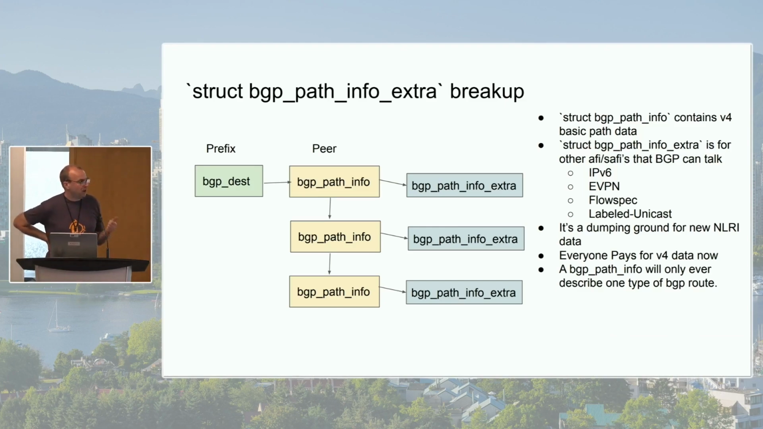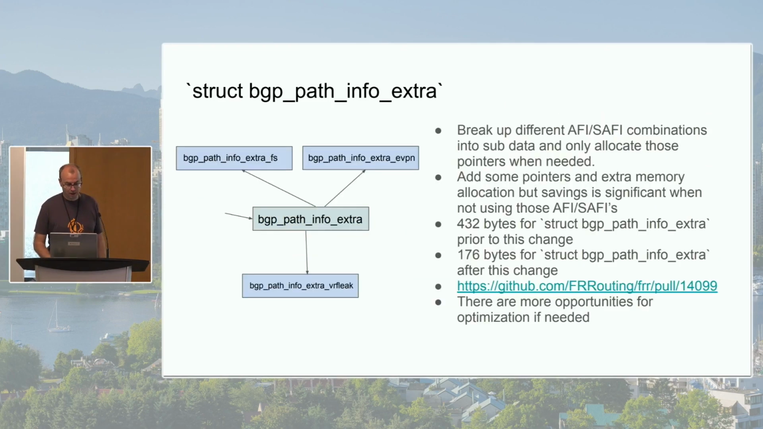And for the EVPN AFI SAFI, flowspec, and labeled unicast, whenever I had that data associated with a prefix, I would create a bgp_path_info_extra. But it's impossible if I am using EVPN to have flowspec data at the same time. So every single time that we would allocate bgp_path_info_extra, we would also be allocating data structure size for those other AFI SAFIs that we weren't necessarily going to be using. So what do we end up doing?